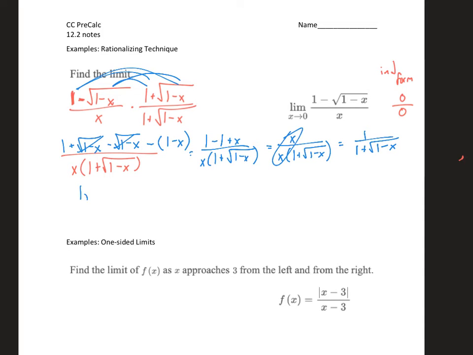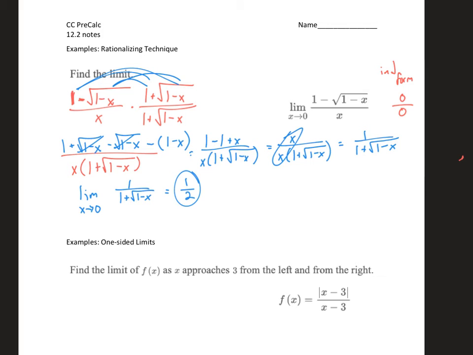So that's the thing I really want to take the limit of. The limit of 1 over 1 plus the square root of 1 minus x as x approaches 0. So now if I plug in a 0, 1 minus 0 is 1, square root of 1 is 1, 1 plus 1 is 2, so my limit is just 1/2. Again, that was called rationalizing the numerator, and that allowed us to end up with a function that was equivalent, but that I could take the limit of.